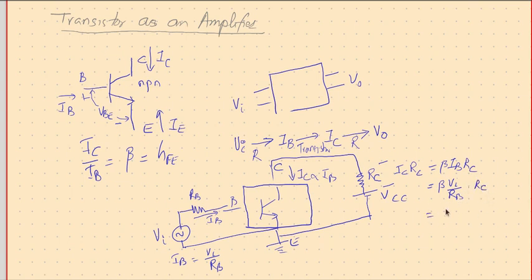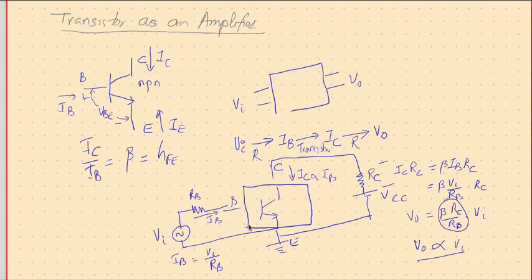So in all, if you just look at it, beta is a constant, Rc is a constant, Rb is another constant. So we can say that this voltage is proportional to Vi. So this is what I call the output voltage, and this output voltage is made proportional to Vi. How did we do it?